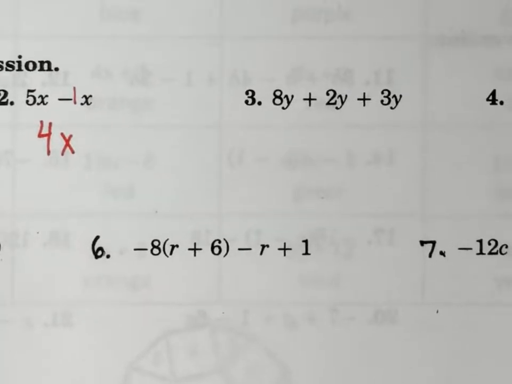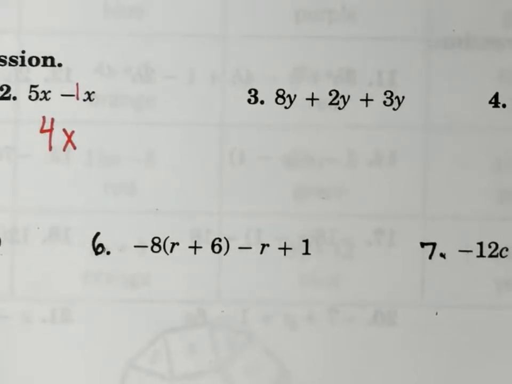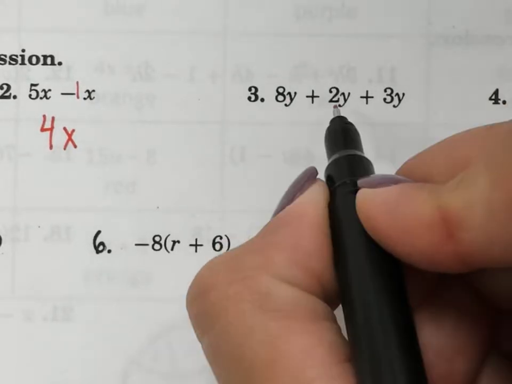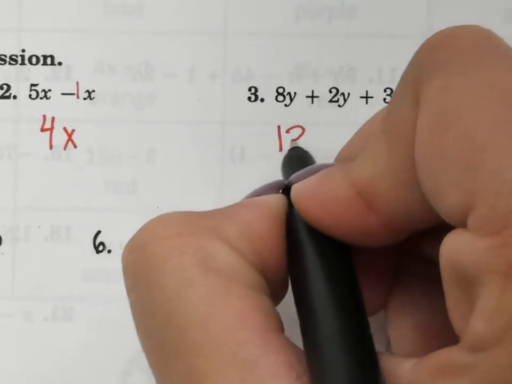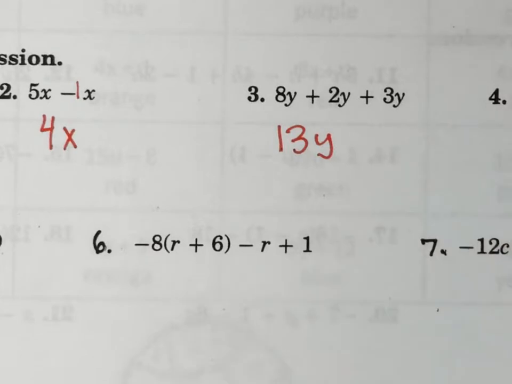All right, number 3. Do I have like terms? Yes, all 3 of them are like, right? So I'm just going to add them. So what's 8 plus 2? 13. 10 plus 3. 13y. So I have 13y. Good.